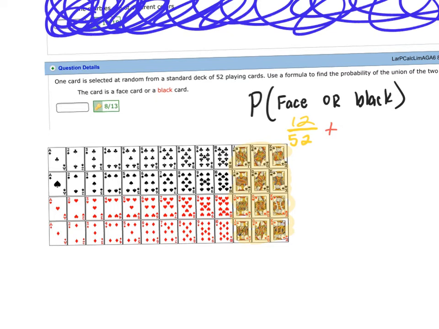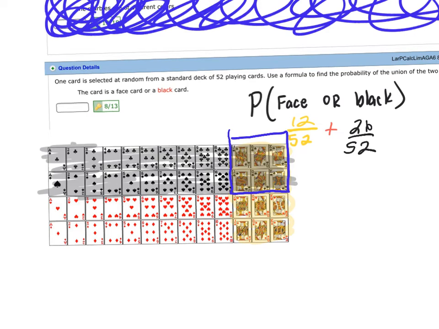And now I'm looking at this same deck, and I want the probability that I get a black card. So here's all the black ones. How many of these cards are black in the whole deck? 26. 26 out of 52. What do you notice about where I colored? They overlap. Do you guys see how this portion right here overlaps? There are cards in a deck that have faces on them that are also black. When you have an overlapping event, you have to subtract the overlaps.